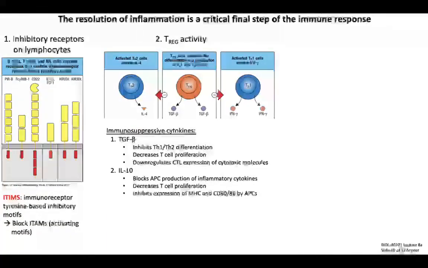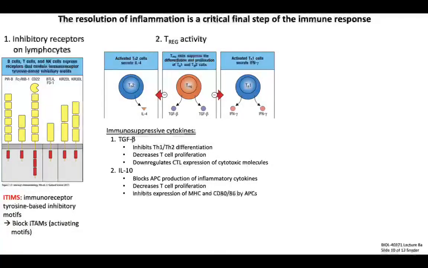Second, regulatory T cells are a major source of inhibitory signals involved in shutting down an inflammatory immune response. Tregs can do this in a number of ways, but today we're just going to focus on their production of 2 immunosuppressive or immunomodulatory cytokines.